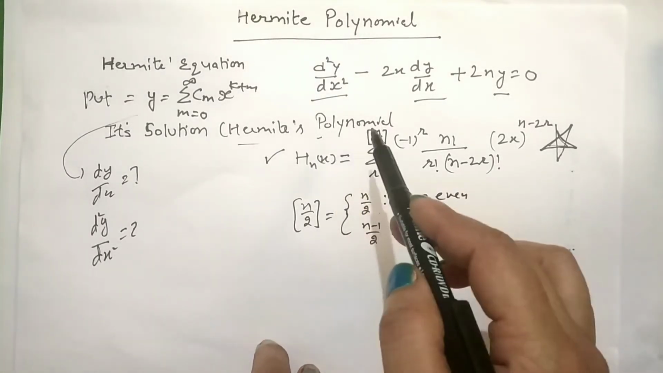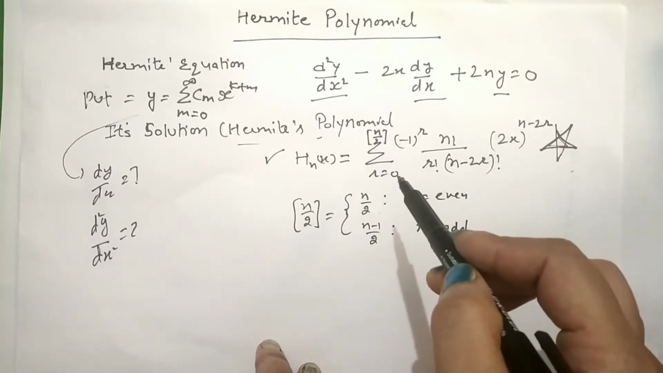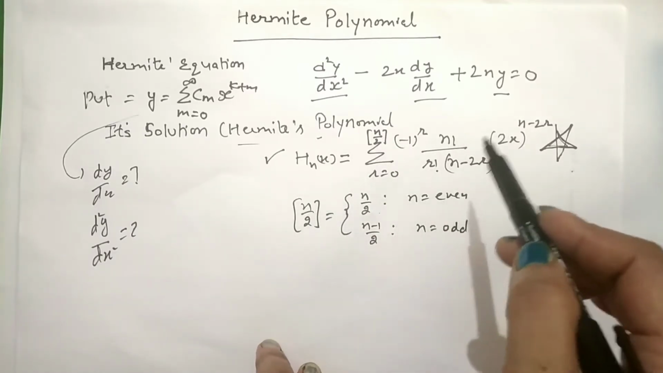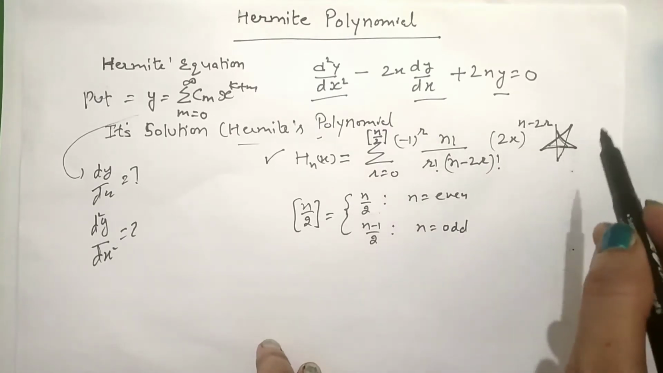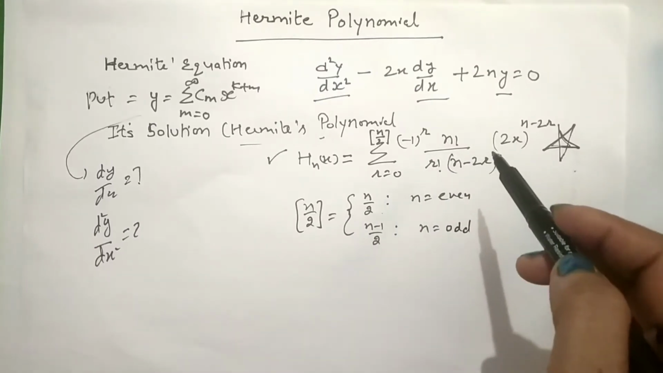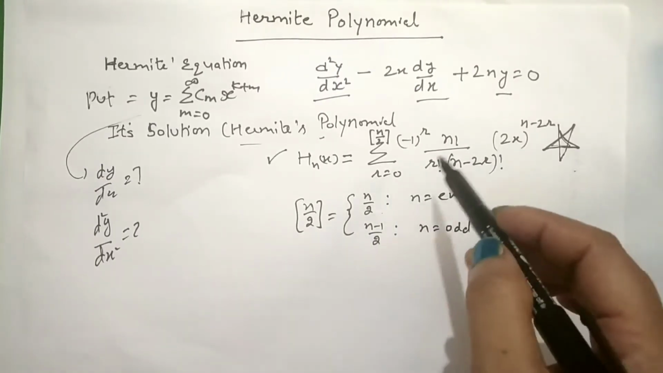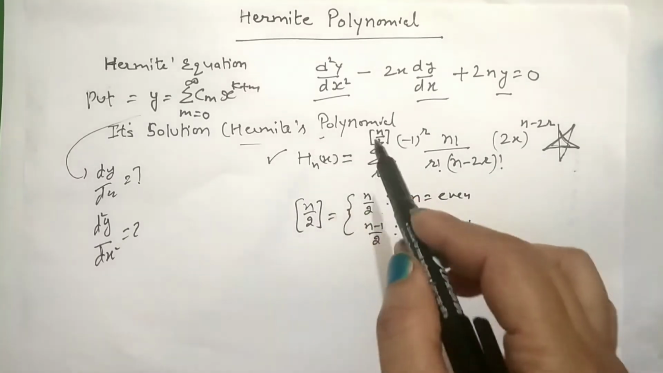Why is it called a polynomial? Because when you expand this summation by putting r as 0, then 1, 2, 3, you get x raised to some power plus x raised to increasing powers, with coefficients. In this way it becomes a polynomial, and that is why it is called Hermite's polynomial.